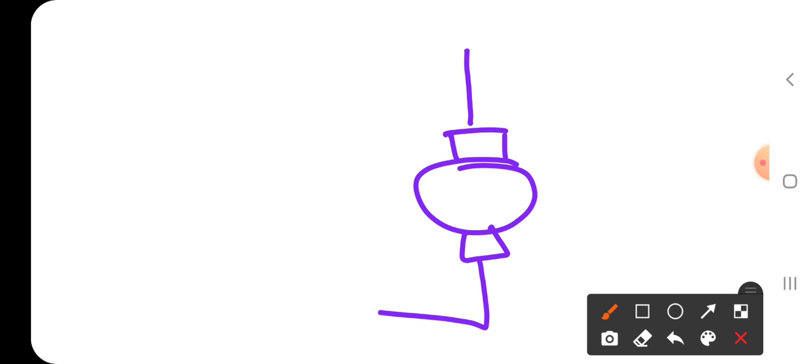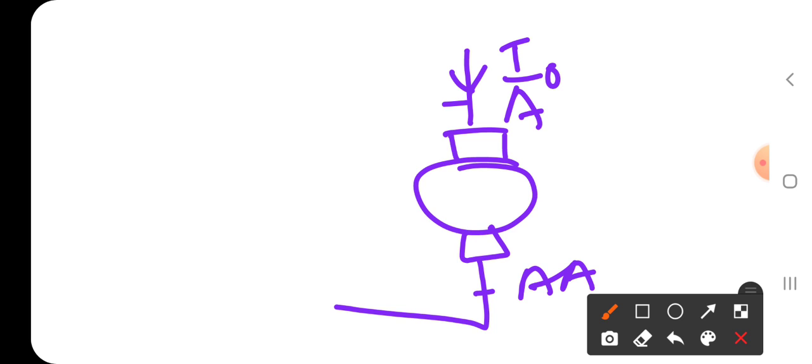Now at the motor, this is the A terminal and here it is the AA terminal. When the current enters at A, it means that the motor is taking electrical energy and converting it to mechanical energy. So therefore it acts as a motor. Hence we can also say motoring action.